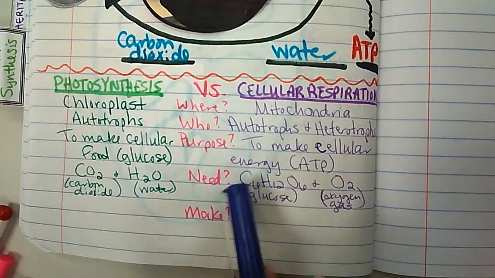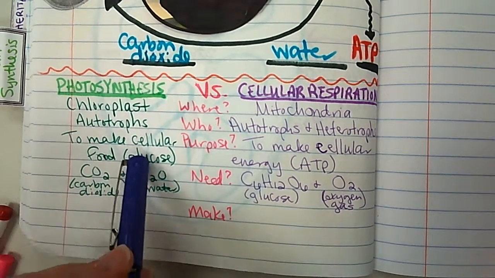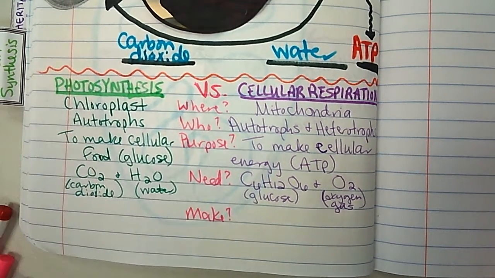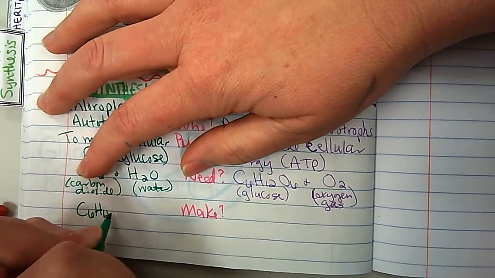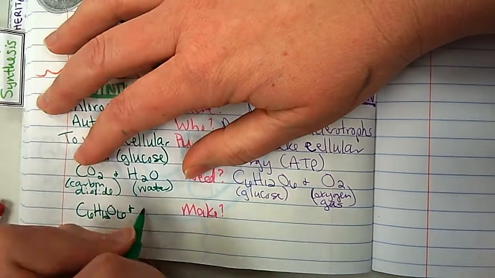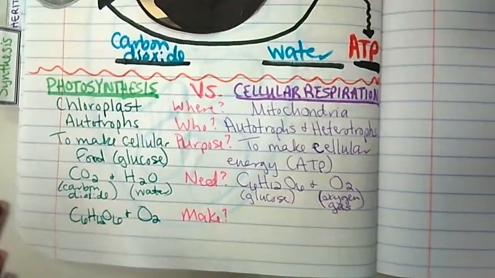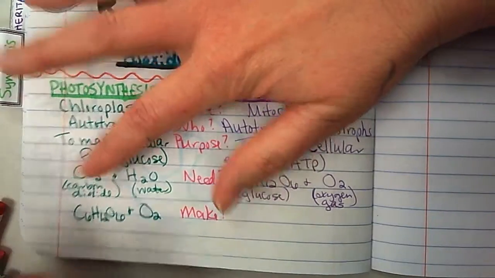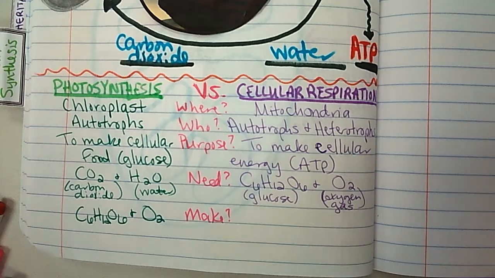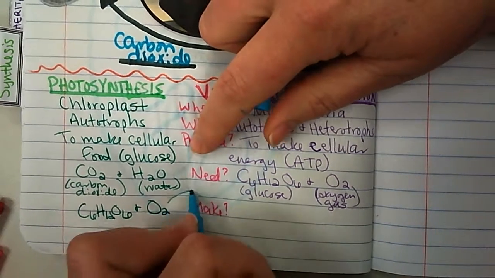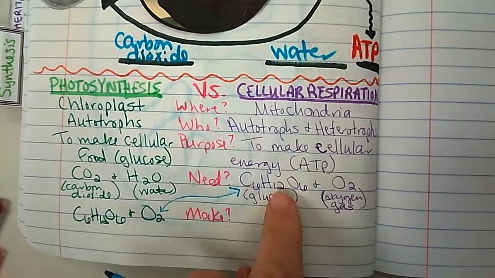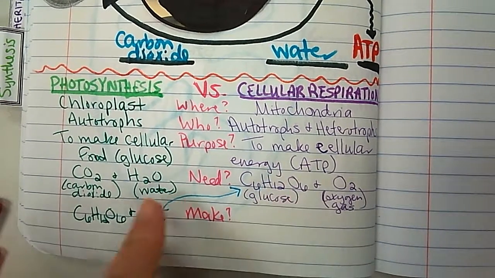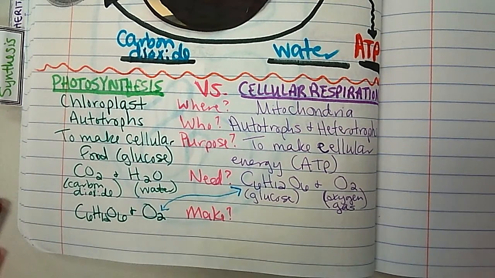what does photosynthesis make? Well, we said that the purpose is to make glucose, which is cell food. So photosynthesis makes glucose, which is C6H12O6, and it gives off oxygen gas as a waste product. Well, I hope that you can see those two things together right here. So cellular respiration needed exactly what photosynthesis made.